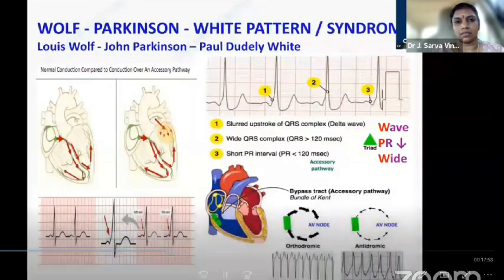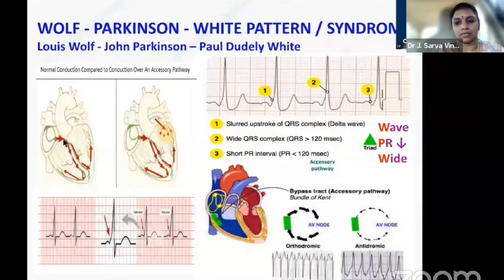What happens in WPW syndrome? When an impulse is normally conducted in the AV node, there is a delay in the AV node which gives rise to this PR interval. But what happens here? The impulse starts, though the impulse is delayed in the AV node, the impulse takes this accessory pathway and gets transmitted to the ventricles. So the PR interval is actually shortened, and because the ventricles are being depolarized via this accessory pathway, you have a slurring upstroke of the QRS complex.